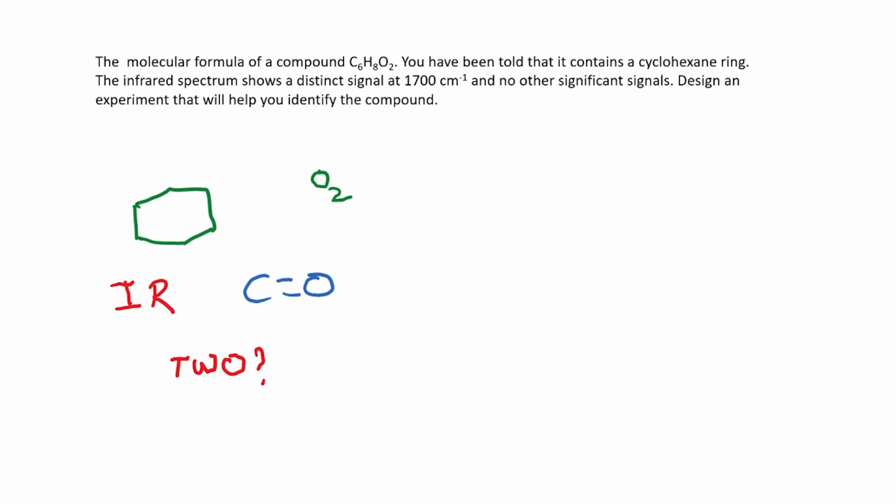Here, the molecular formula of the compound is C6H8O2, and through some analysis, it's been found that it contains a cyclohexane ring. The IR spectrum also shows a distinct signal at around 1700 cm⁻¹ and no other significant signals. Design an experiment that will help you identify this compound. What we are given is that there's a cyclohexane ring, and we know that there are two oxygens in the molecule, and we know that there is a C double bond O. Based on this, we can propose that maybe there are two carbonyls.